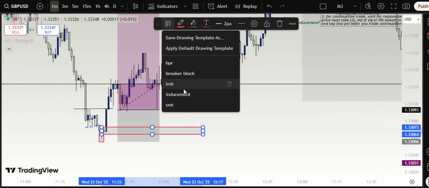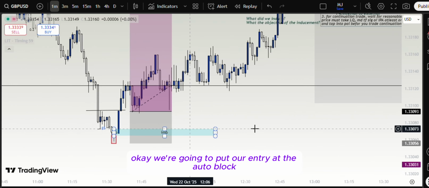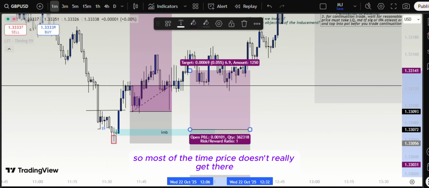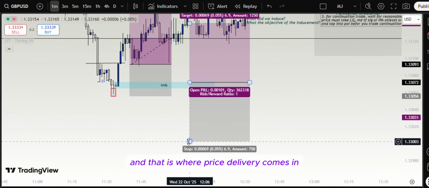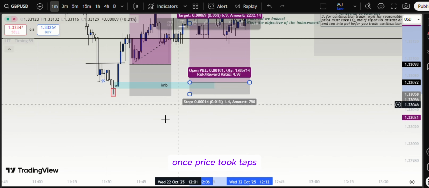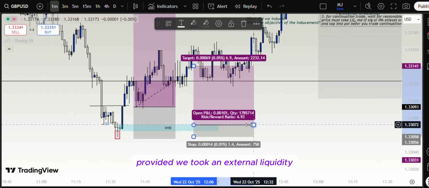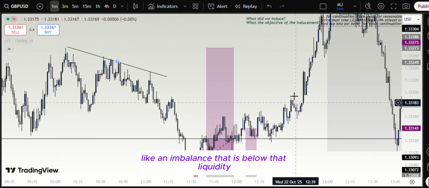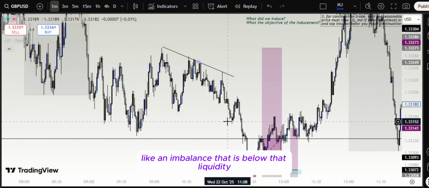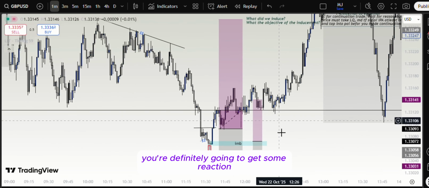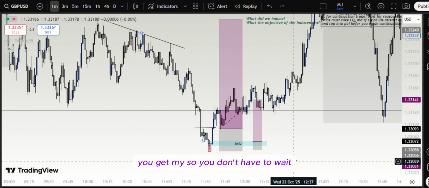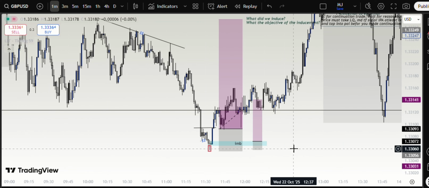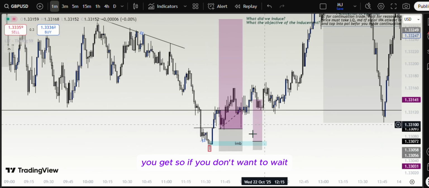We're going to put our entry at the order block and then be like, yeah, price. So most of the time, price doesn't really get there. You understand? And that is where price delivery comes in. Once price taps, provided we took an external liquidity and it taps into an untapped point of interest, like an imbalance that is below that liquidity, then you know that you're definitely going to get some reaction. You get my point? You don't have to wait, so you don't keep missing, because some of us are not good at waiting. So if you don't want to wait, you can just do this.